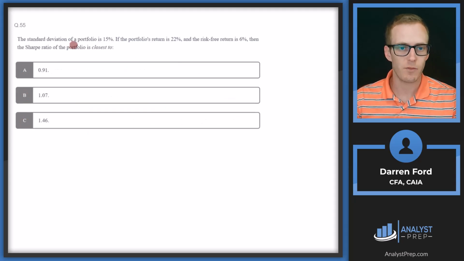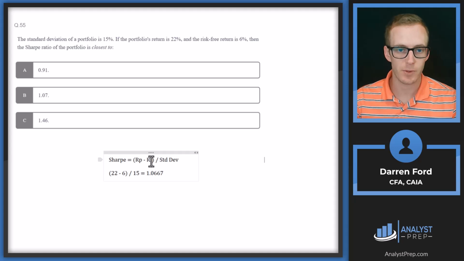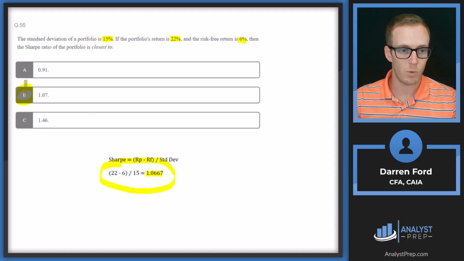Answer C. Standard deviation of a portfolio is 15%. If the portfolio's return is 22% and the risk-free return is 6%, then the Sharpe ratio is closest to. Our Sharpe ratio is going to be the return of the portfolio minus risk-free rate divided by standard deviation. We're given all of these figures. We have standard deviation at 15. That'll be in our denominator. Numerator will be this 22 minus 6. And we can see all that plugged in right here. Gives us a Sharpe ratio of 1.0667. And when we round that, we'll be closest to answer B.